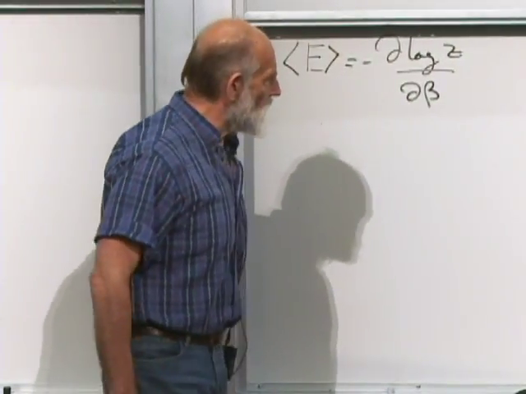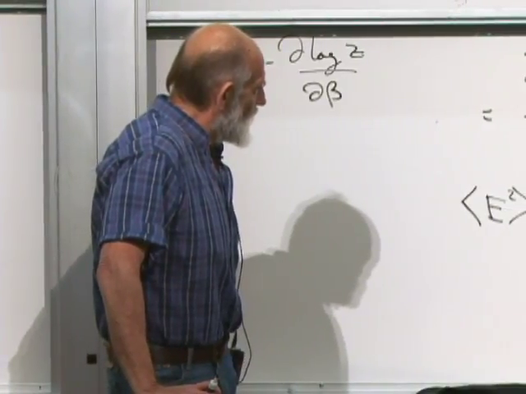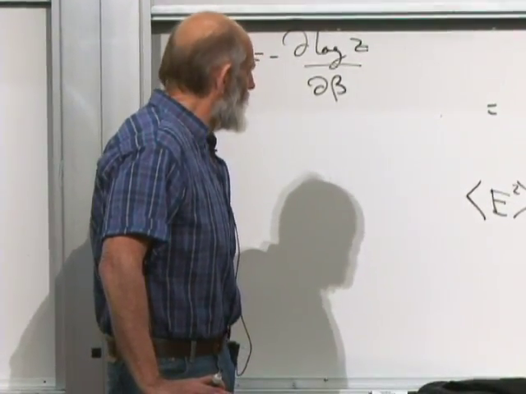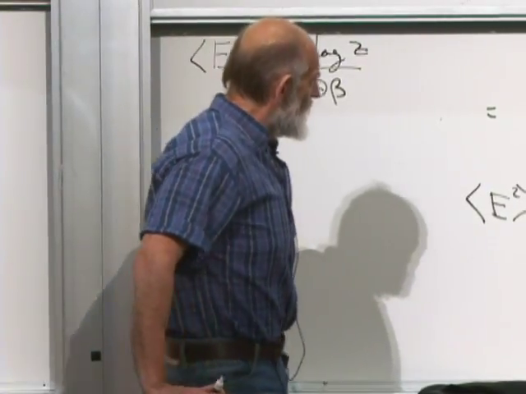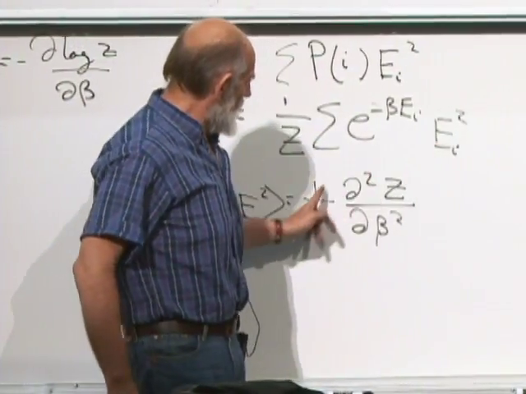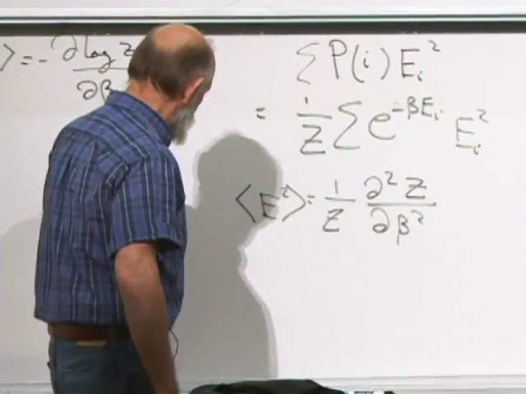I think now there's no minus sign. Is it Z or log Z? Z. E squared gives you two derivatives. Okay. Right. Okay.